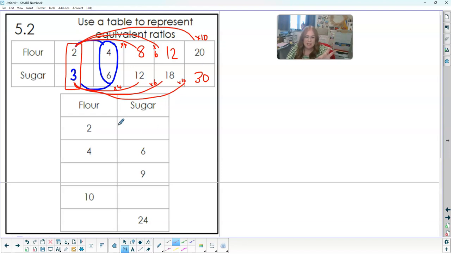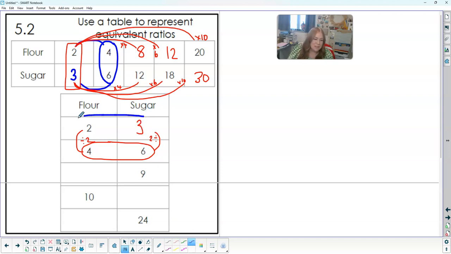So this is the same thing. It's just sideways. We can do it either way. This one's up and down. So we know we want 4 cups of flour to 6 cups of sugar. So how do I get from 4 to 2? Dividing by 2. So to get here, I also need to divide by 2. 6 divided by 2 is 3.